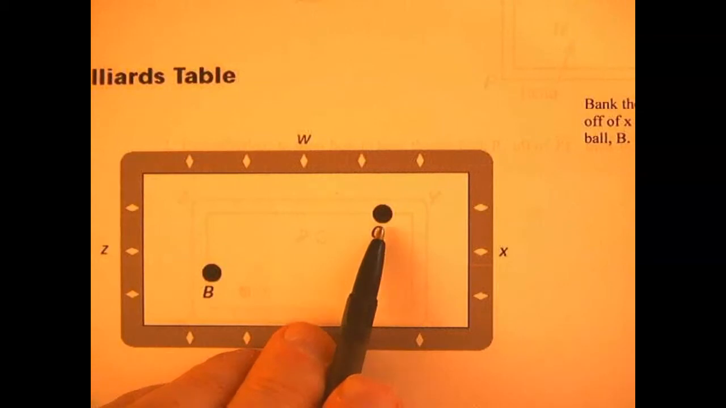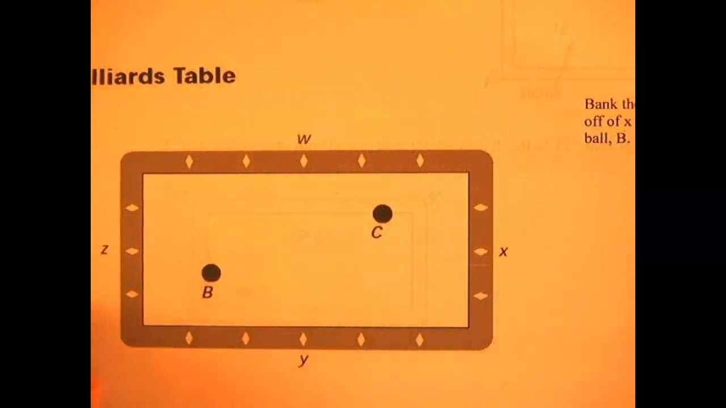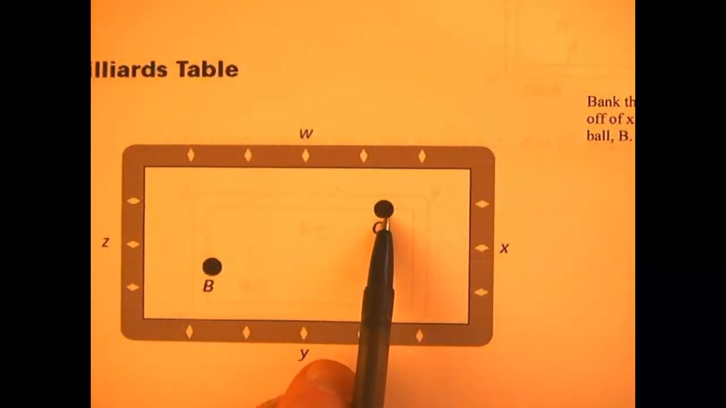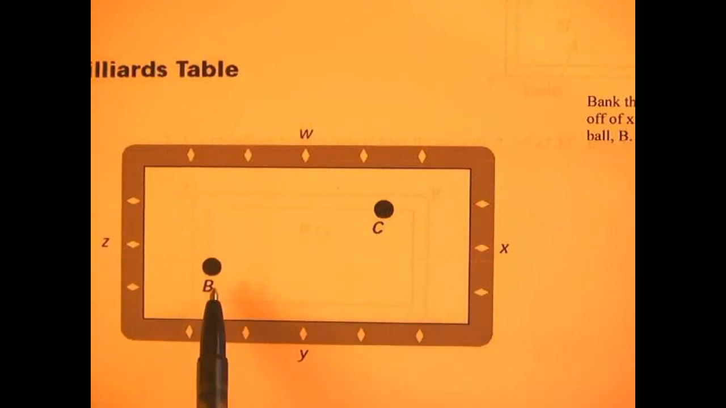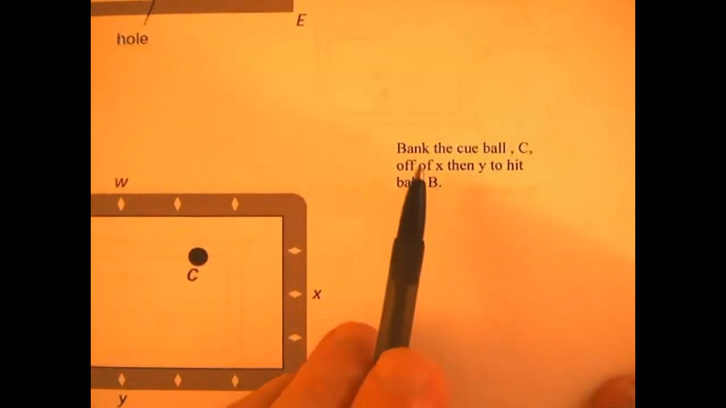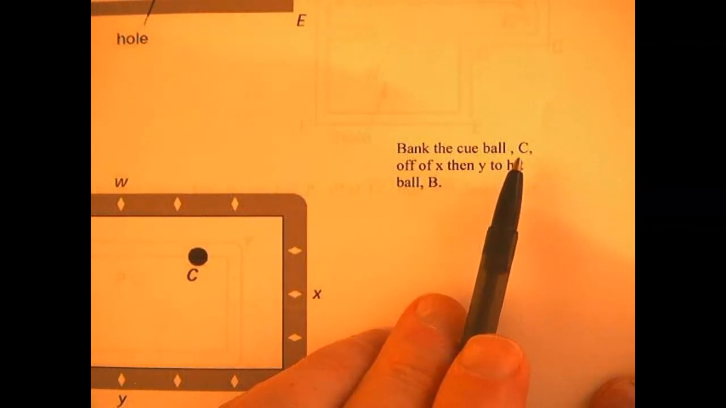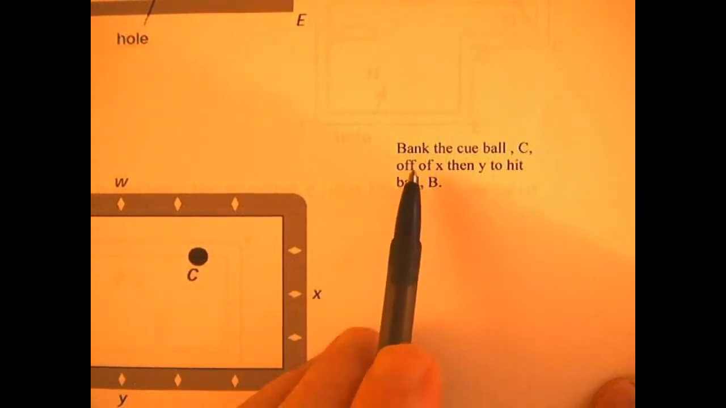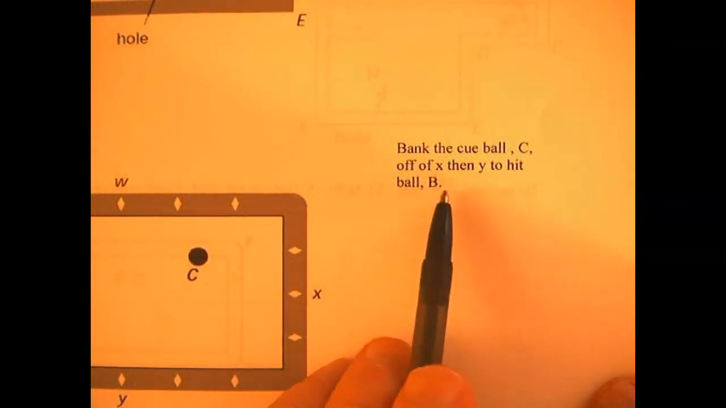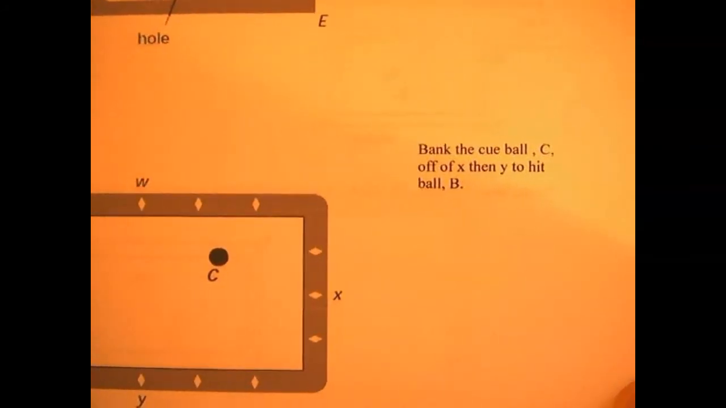You have to try to get the cue ball to hit 2, but there's only 1 here in this picture, so we're going to focus on getting the cue ball to hit B. But we're given directions here. Bank the cue ball, C right there, off of X, then off of Y to hit B. Just like before, we're going to go backwards.